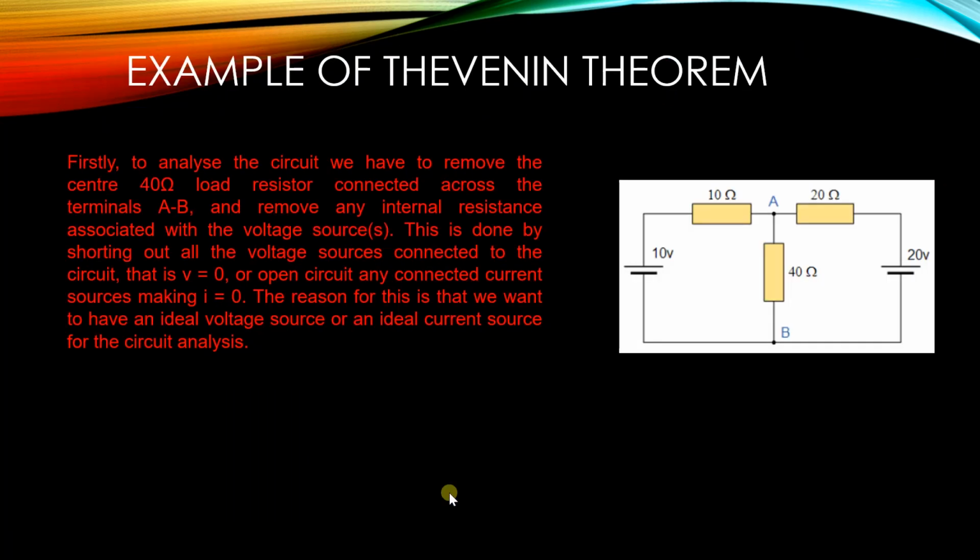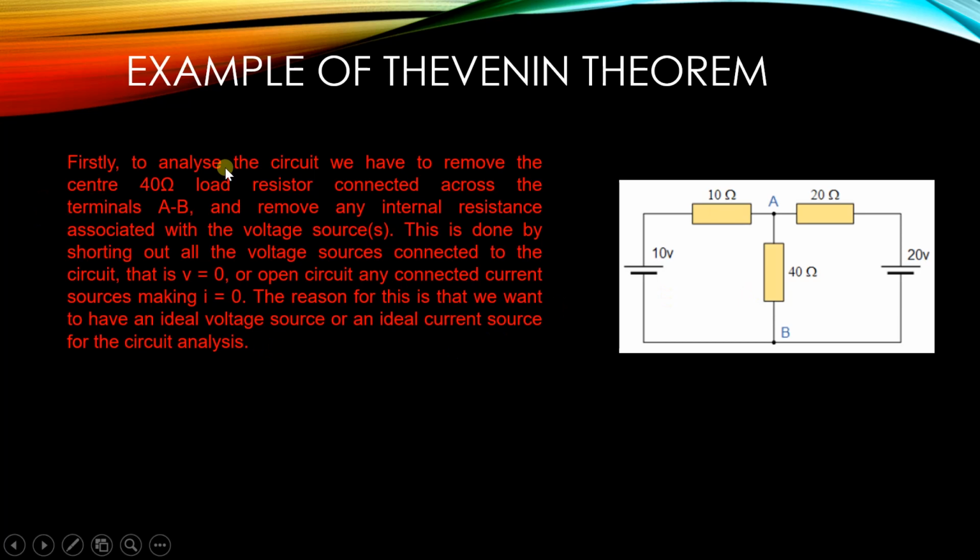Now we are taking one example of how to solve a Thevenin numerical with Thevenin's theorem. This is shown in the figure. We have a circuit in which we have two voltage sources, one of 10 volts and the second of 20 volts, and we have terminals A and B. This 40 ohm resistance is our load resistance.